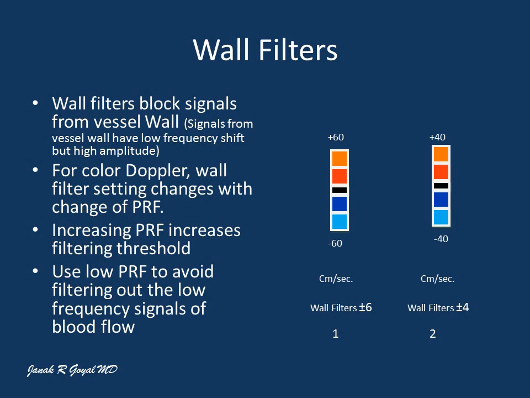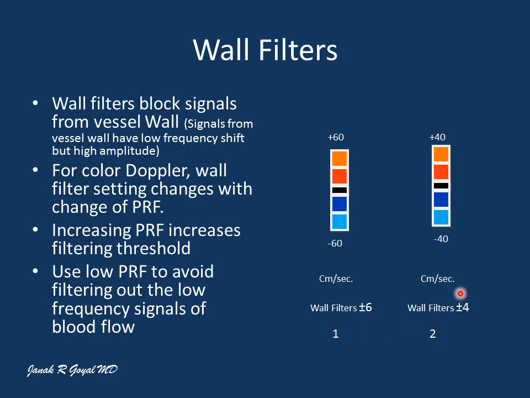So let's look at these two color maps. The color map 1 shows you a PRF setting which gives you a velocity range from plus and minus 60 centimeters per second. So the wall filter gets automatically set at plus minus 6 centimeters. So you will be filtering out any speed which is either plus or minus, meaning positive or negative signal, of 6 centimeters per second.